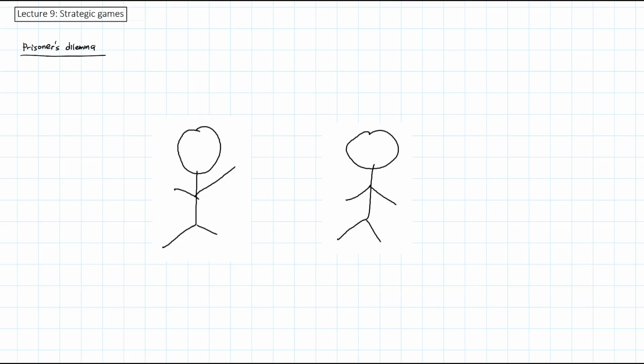Hello! We are starting the second part of the course on strategic games. We will start with a famous example called Prisoner's Dilemma and briefly discuss a few of the main concepts in strategic games. For Prisoner's Dilemma, the story goes there are two suspects of a crime.